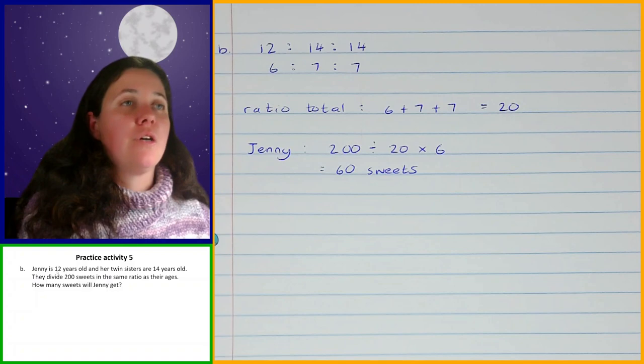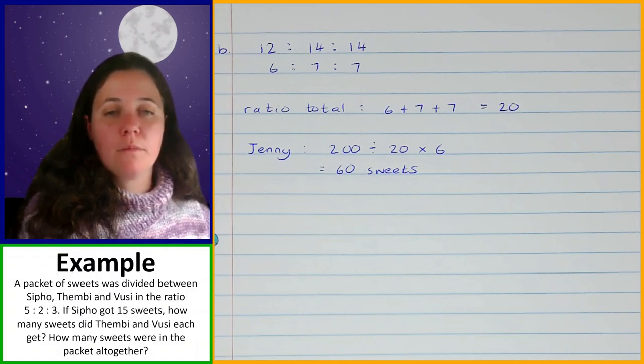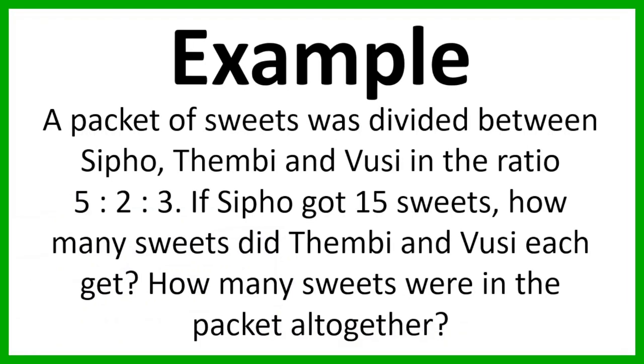Okay, now we're going to do another example. I'm going to put that up for you to see better. In this example, a packet of sweets was divided between Sipho, Tembi, and Vusi in the ratio 5 to 2 to 3. If Sipho got 15 sweets, how many sweets did Tembi and Vusi each get? How many sweets were in the packet altogether?